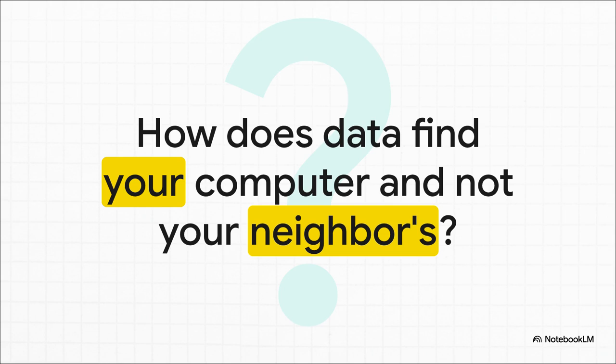So let's start with a really basic question. You click on a link, right? How in the world does the data from a server, maybe halfway across the planet, find your specific laptop and not the one sitting right next door? It feels like magic, but it's not. It's actually a really brilliant two-part system.